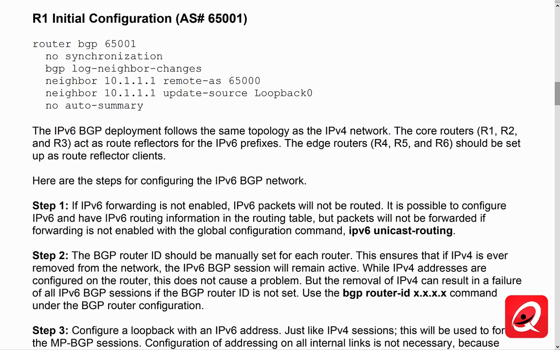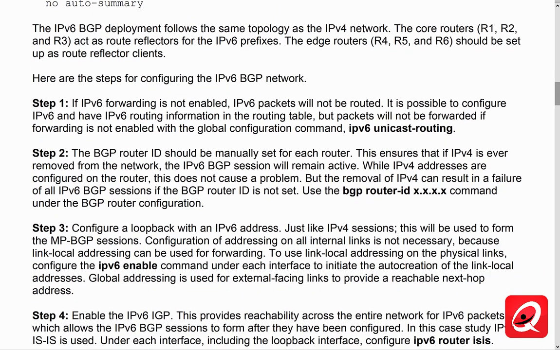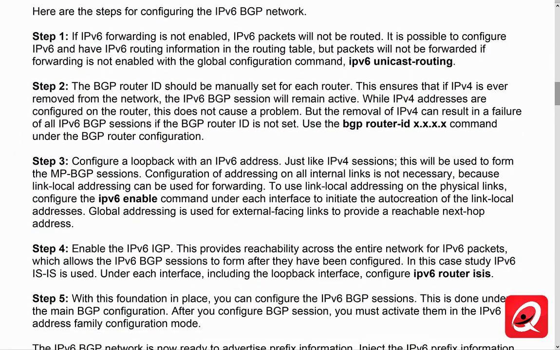Okay, so the IPv6 BGP deployment follows the same topology as V4. The core routers R1, R2, R3 act as route reflectors. For the V6 prefixes, the edge routers 4, 5, and 6 should be set up as route reflector clients. So here are the steps for configuring the BGP network.